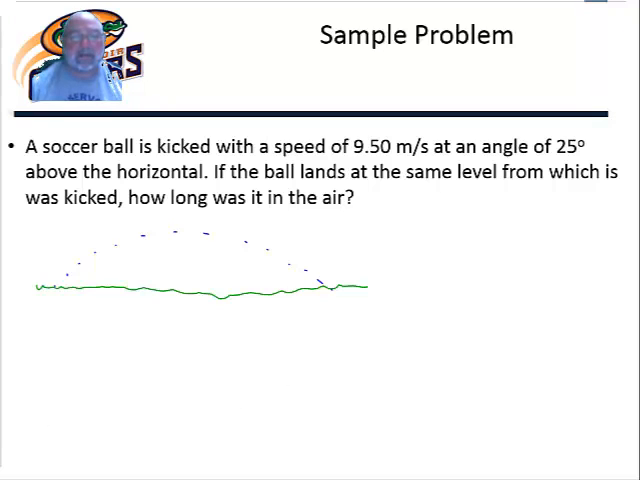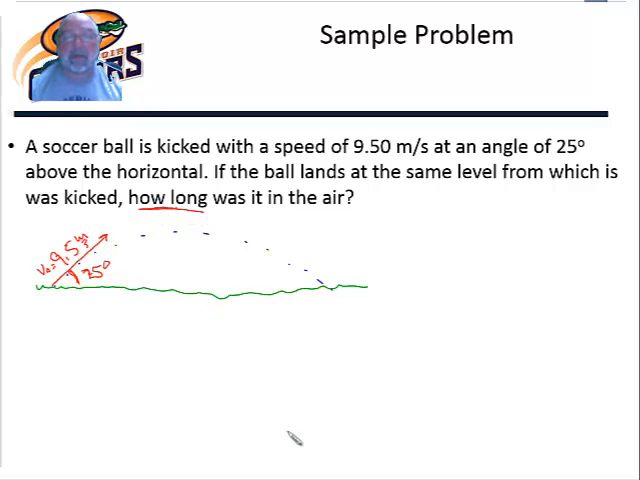and the initial velocity vector is 9.5 meters per second. That's the initial velocity, and at an angle of 25 degrees. And I want to know how long it was in the air.